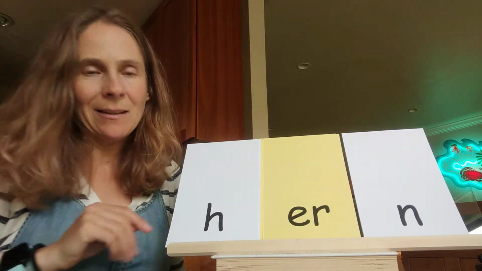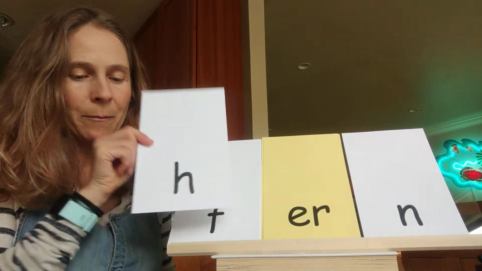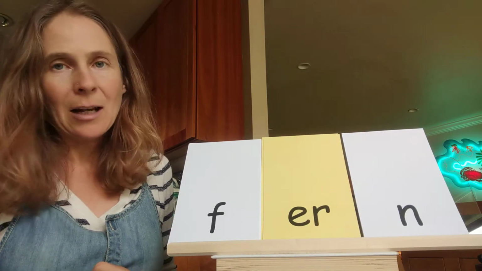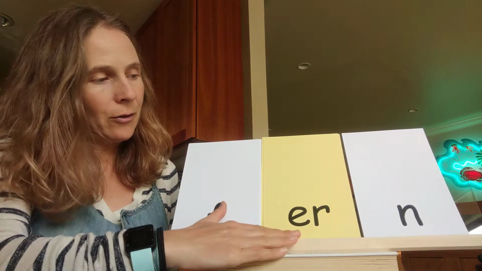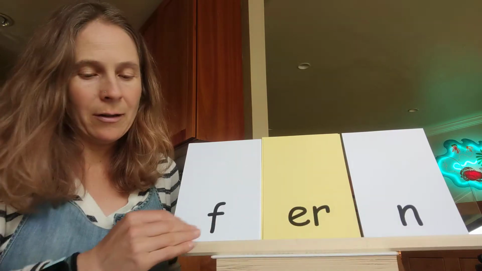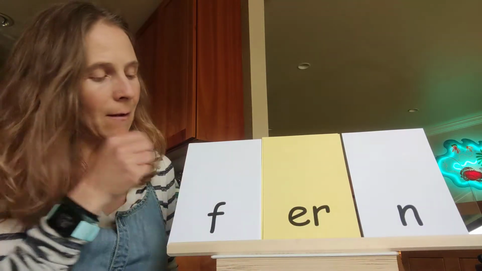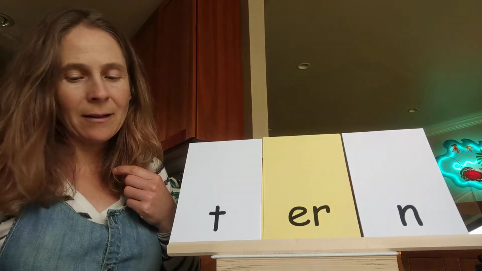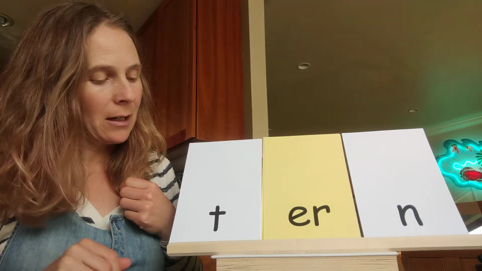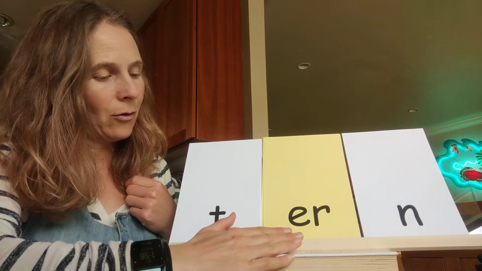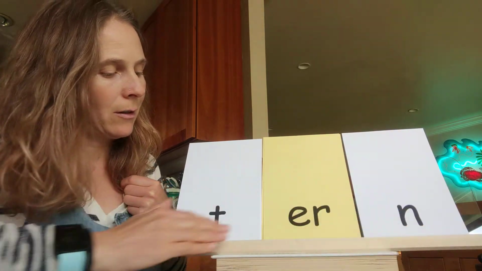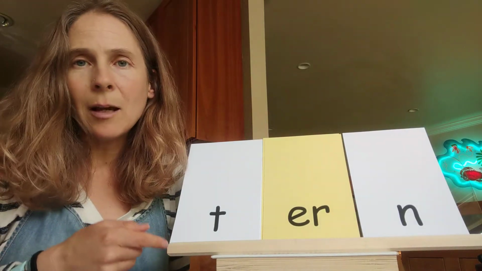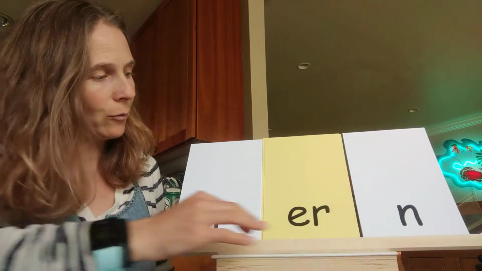Hern. Silly word, but let's make this a real word. If I take away my H and have an F at the beginning, now I've got fern. Now let's try taking away my F and having a T at the beginning. Turn. Now this is actually a type of bird when this is spelled this way.